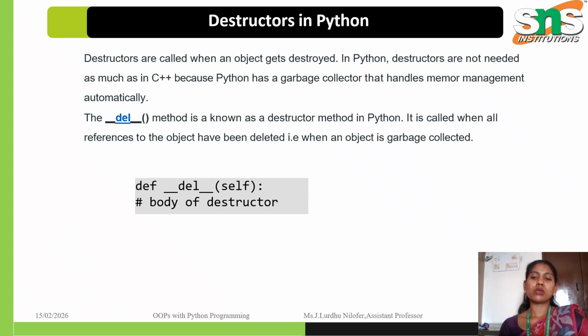For example, when an object is collected by the garbage collector. For example, def __del__, then self, the body of the destructor. We delete the object in the destructor.